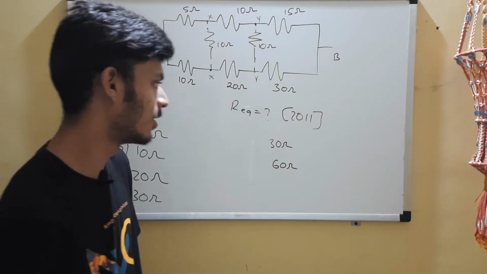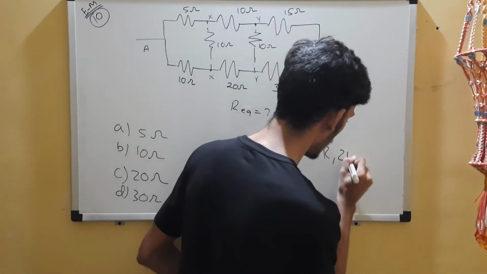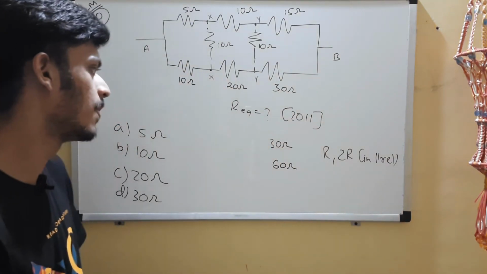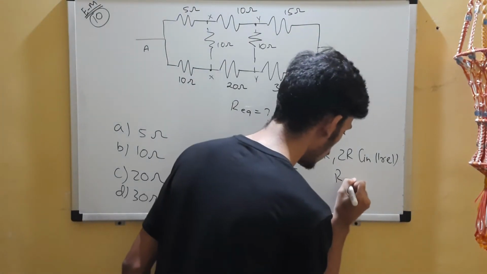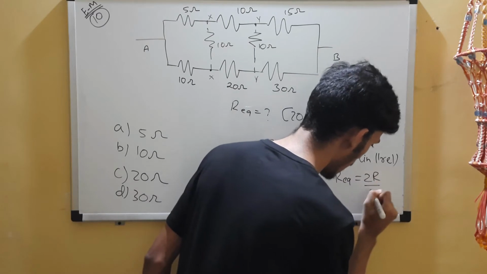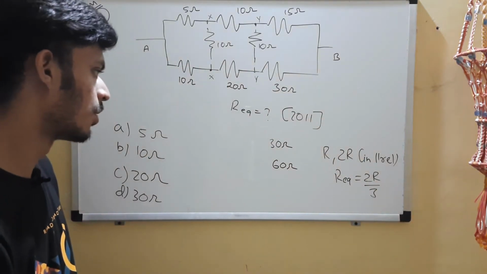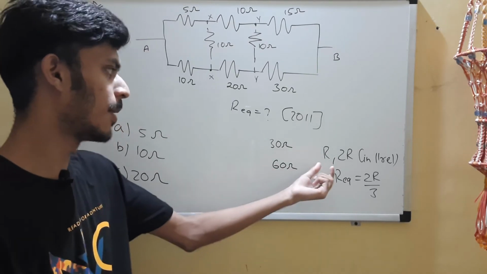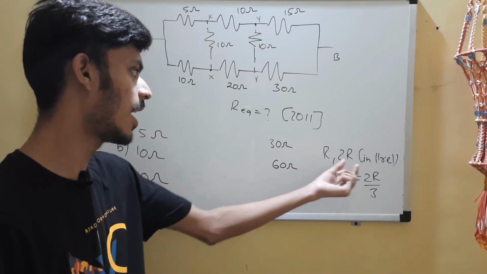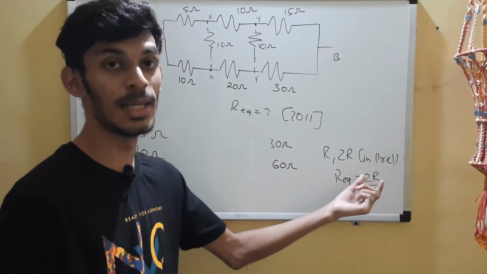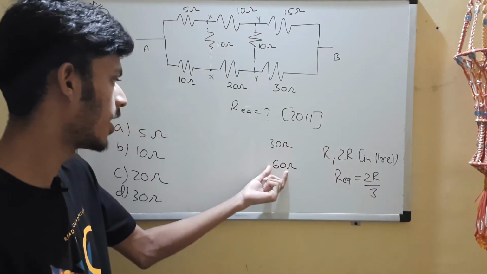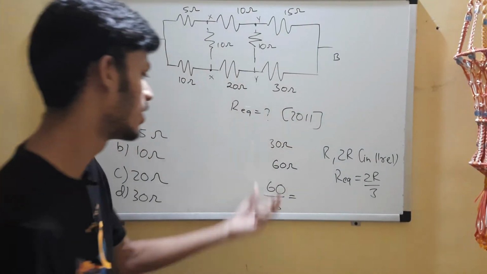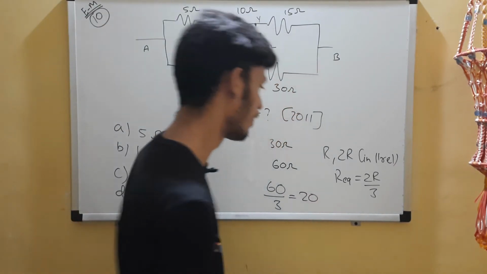So yeah, the trick is, if you have R and 2R in parallel, the equivalent will be 2R by 3. So you can see that here we have 30 and 60 in parallel. You can remember it this way: R and 2R in parallel, the equivalent will be R big divided by 3. Here R big is 60, and 60 divided by 3 gives you 20.